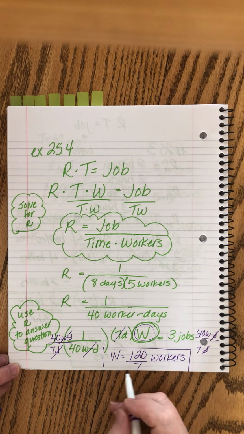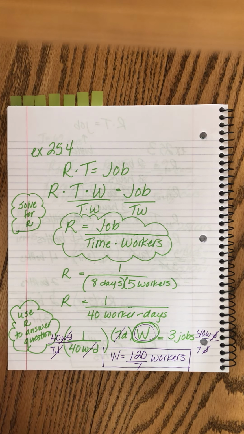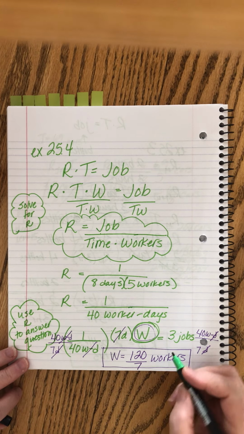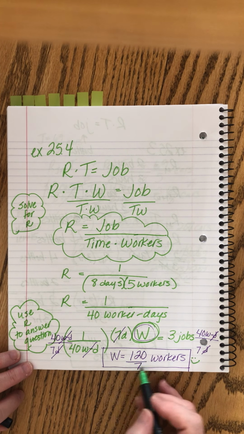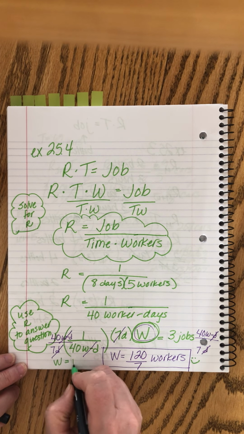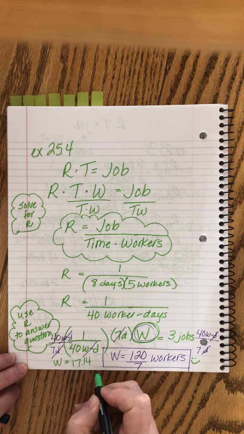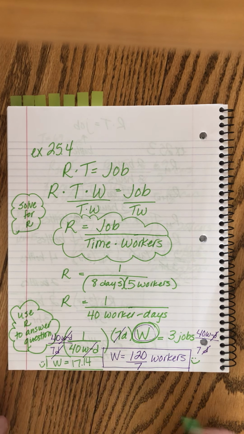And there's our final answer. 120 over 7 workers is how many it would take to do that job. John goes ahead and reduces this to a decimal number, which is W equals 17.14 workers. That doesn't really impress me. I just as soon have it like that, but that's the right answer also.